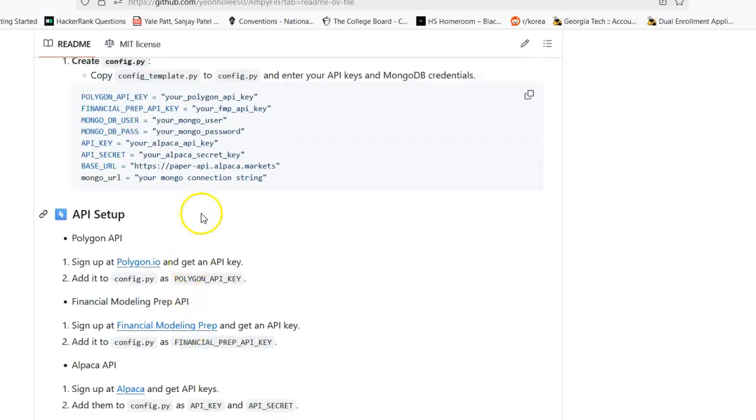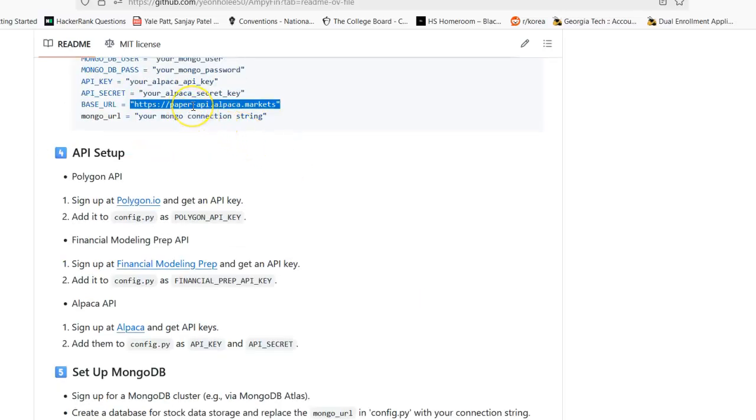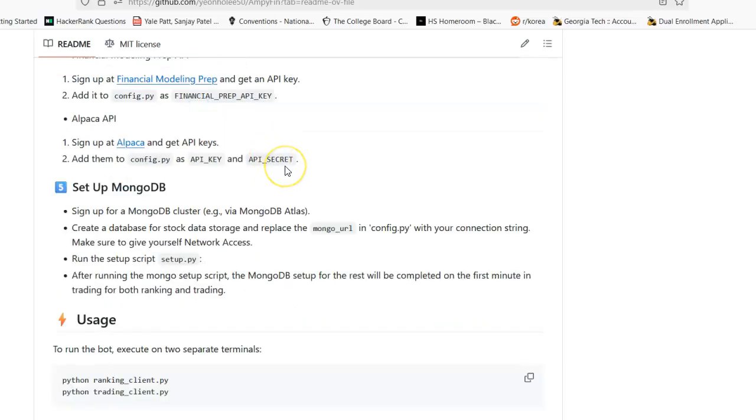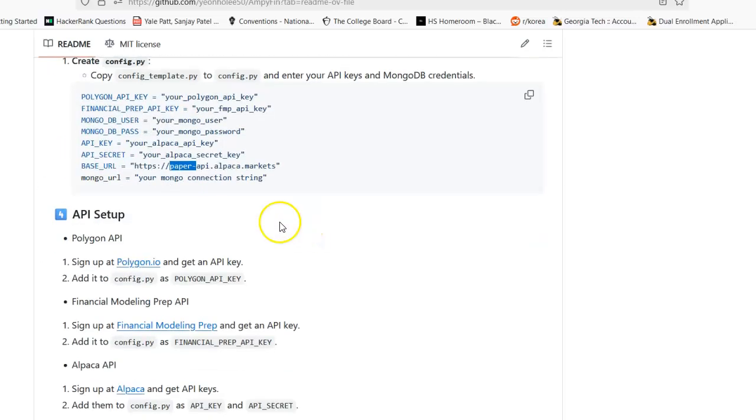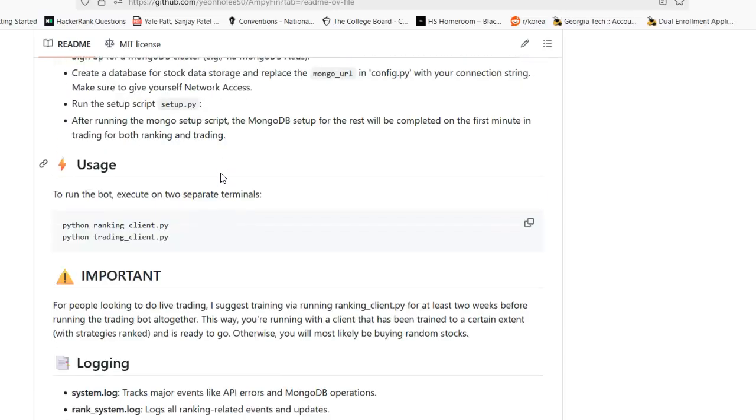Also, by the way, I want to point out that this is defaulted to paper so that people don't live trade accidentally. I don't want people running trading_client.py and ranking_client.py and then just changing this to live. No, no, no. I defaulted this to paper so that by default you're trading paper. But for me, I'm trading live, as well as many other traders. But it's defaulted to paper so people don't accidentally trade with zero data.